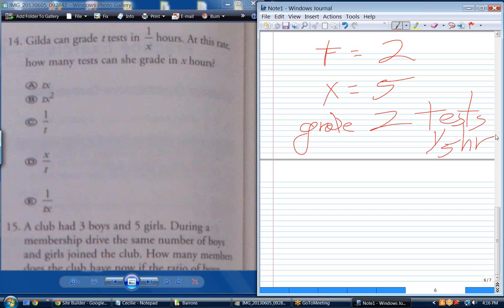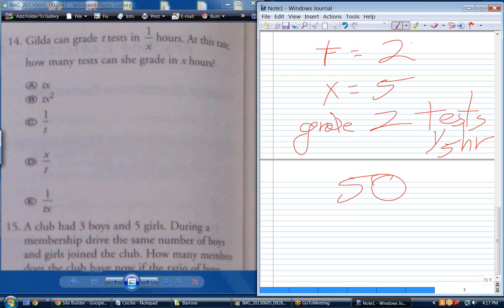Well, she grades 2 tests every 12 minutes, right? So how many tests does she grade in an hour? 10. So how many tests does she grade in 5 hours? 50. So there's our answer.